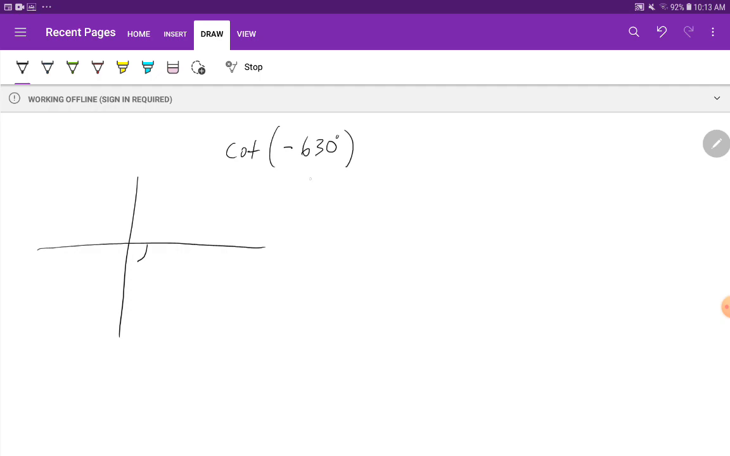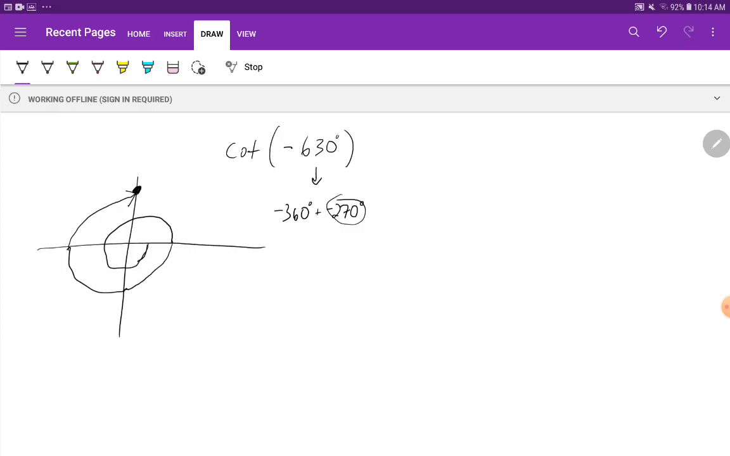So what does that mean? This is the same thing as negative 360 plus negative 270. That means I go all the way around 360 degrees, and then I go another 270. So that's negative 90, negative 180, negative 270, and that's where it ends. This is where we ended up, this point right here.